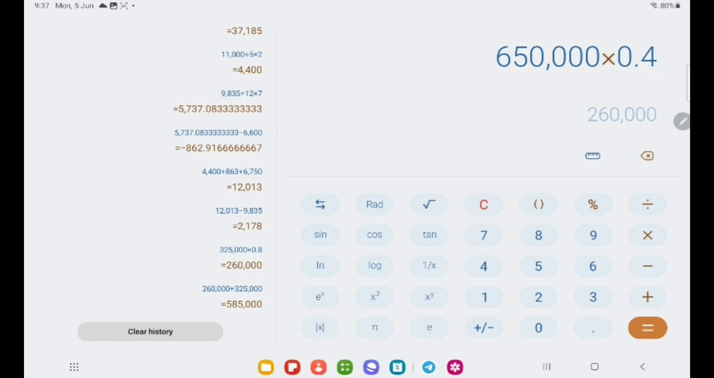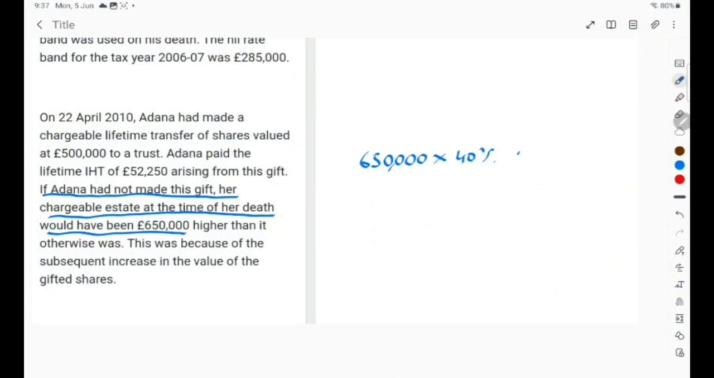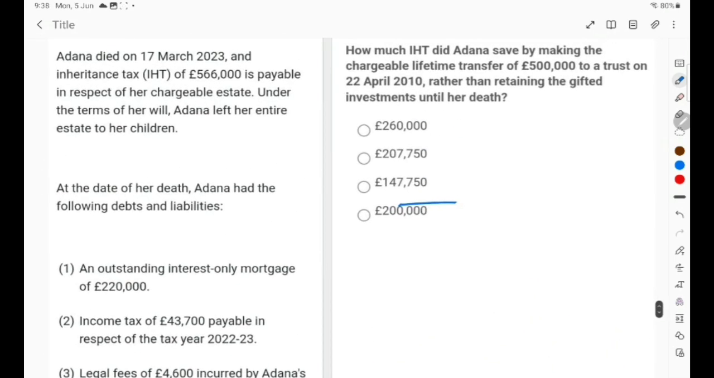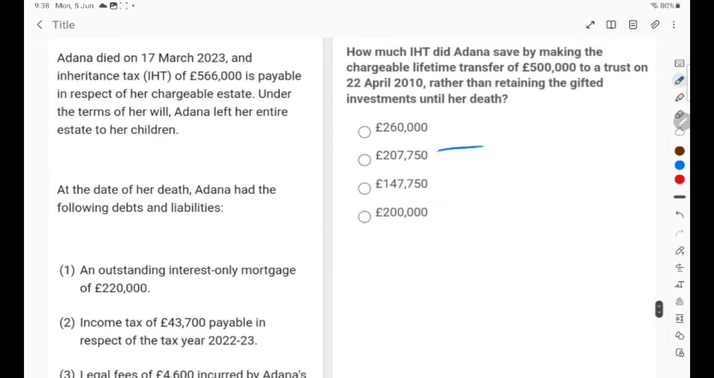So it is 2,60,000. But out of this, she had paid a tax lifetime IHT of 52,250. So this will be subtracted, and the amount payable is 2,07,750. So it is the second option.